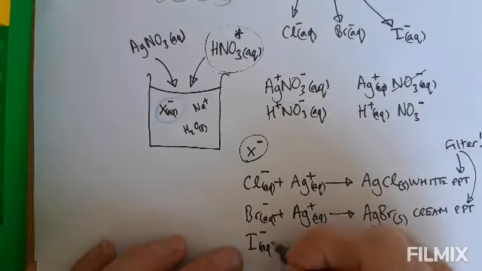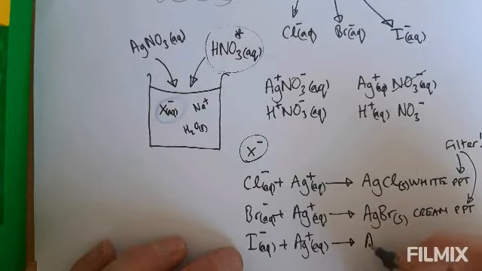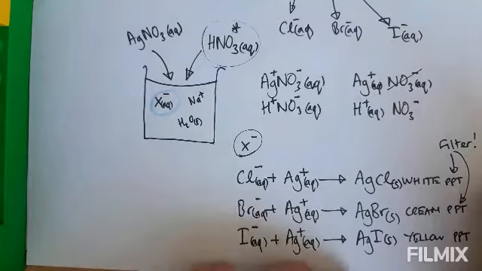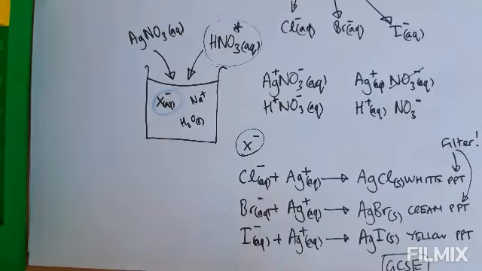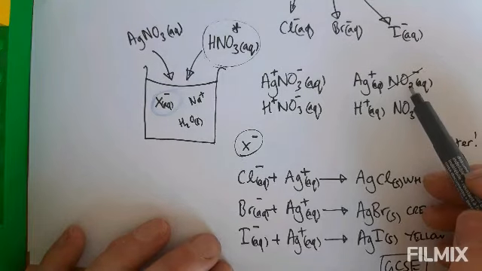If you have I minus in there, iodide ions, and you add some silver ions in the form of silver nitrate, you will make AgI solid, which is a yellow precipitate. So you need to know that you will make white, cream, and yellow. And this is very much GCSE standard. You will make a white, a cream, or a yellow precipitate. The nitrates are not important.